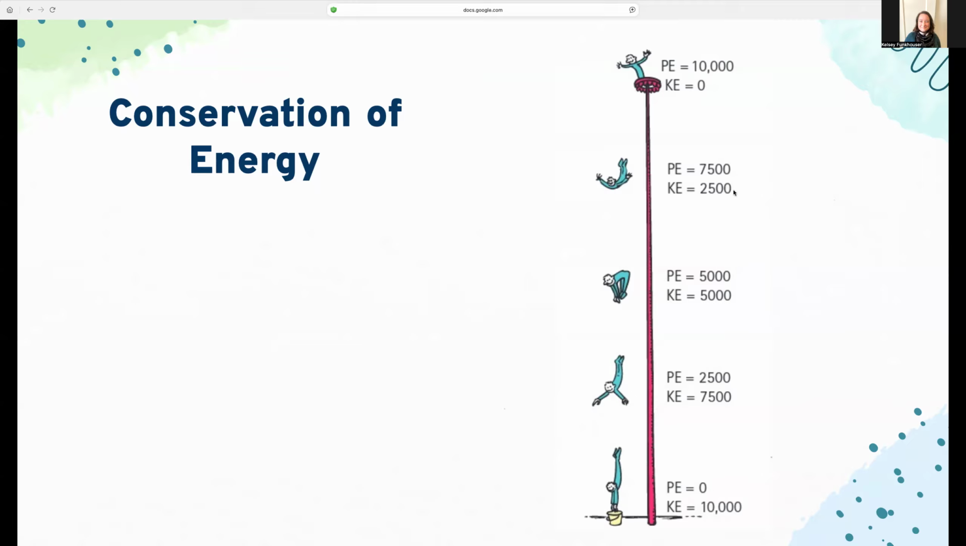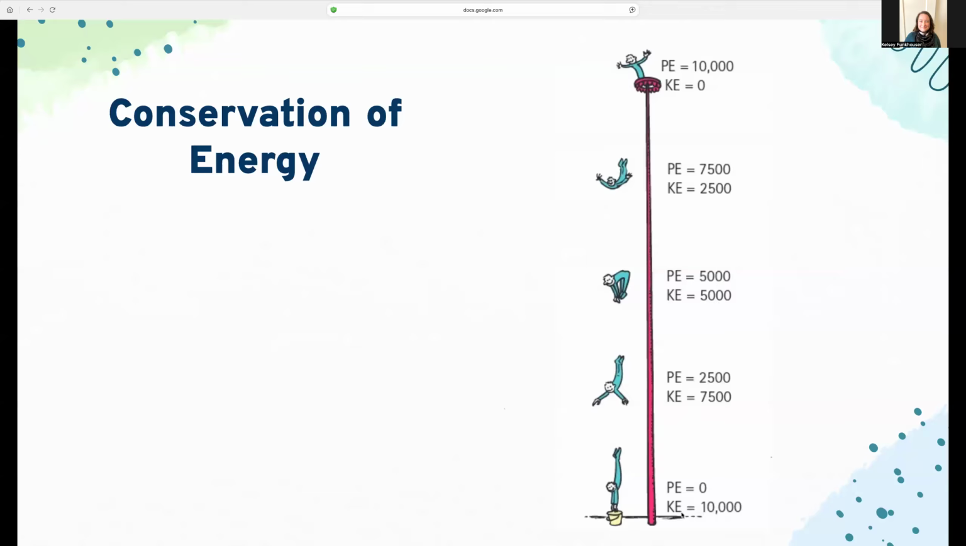But if we look at just this one snapshot and up here, if we add up the 7,500 and 2,500, we get 10,000. So the total, which is kinetic plus potential, is the same in both, well, in every position, actually. Let's keep looking. So now he's at the middle point, and we have an even split between the potential and kinetic energy. And then as he goes down, he's going faster and is closer to the ground. So there's less potential energy and more kinetic energy.